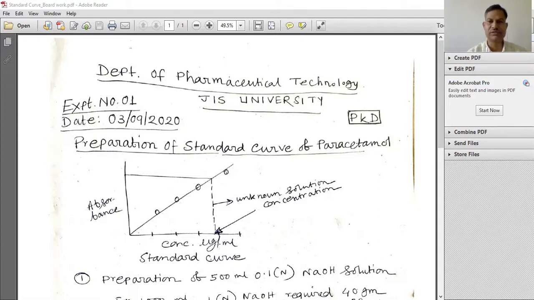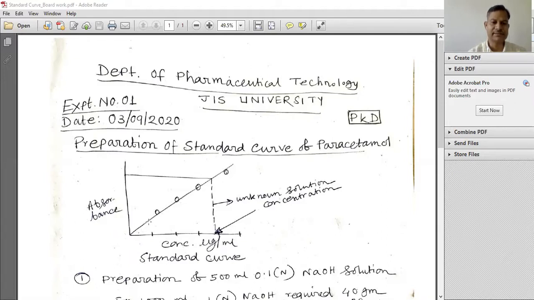Different known concentration solutions are prepared, and these known solutions are plotted on the x-axis, and their corresponding absorbance, which we are taking in the UV visible spectrophotometer, are plotted on the y-axis. Up to a certain limit at lower concentration, there will be a proportional relationship between the concentration and absorbance. As the concentration is increasing, absorbance is also increasing proportionately.